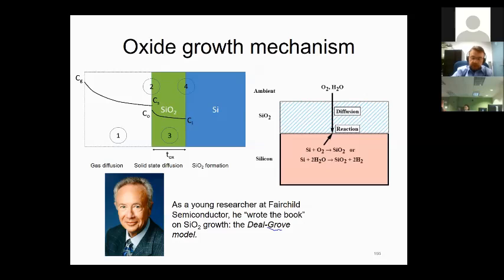So let's remind ourselves. First we have the furnace and our tube, and the wafers are sitting inside, and we flow in our gas. Let's say this is oxygen right now, and we heat up the chamber with the zones. So the oxidant, which is the oxygen here, will have a certain concentration.